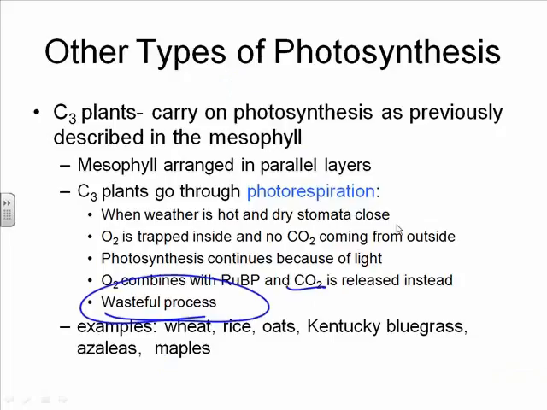Wheat, rice, oats, Kentucky bluegrass, azaleas, maples, plants that we are familiar with here in the South are our C3 plants. They can, unfortunately, when the weather's really hot and really dry, undergo photorespiration, which is wasteful, and they don't produce as much G3P or carbohydrates for us.